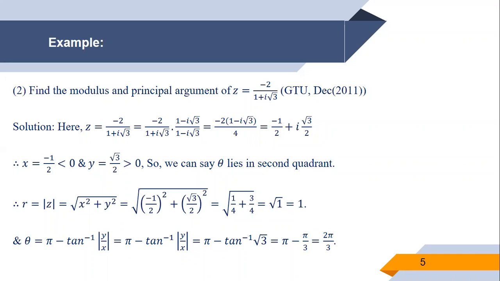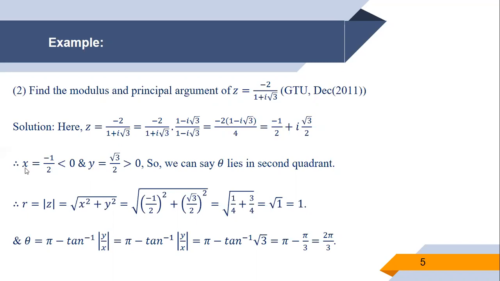Now we find the principal argument of z, that means theta. In a previous lecture we discussed that the formula for theta is different in the first quadrant, second quadrant, third quadrant and fourth quadrant. So first we decide in which quadrant our complex number lies. Here x is minus 1 by 2, which is less than 0, and y is root 3 by 2, which is greater than 0. So x is less than 0 and y is greater than 0, that means the second quadrant.